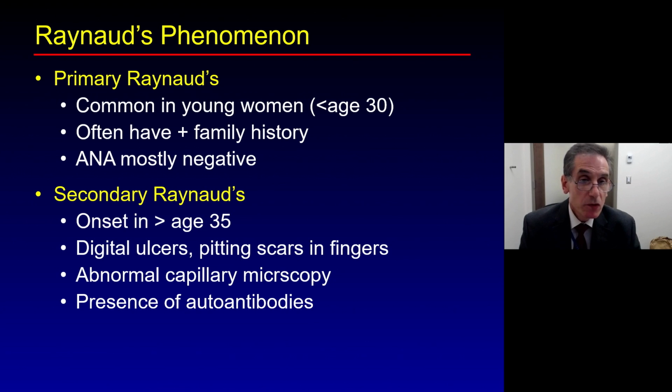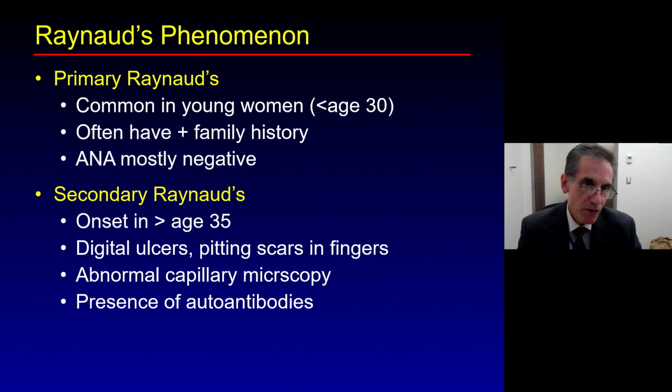Remember, there's a difference between primary and secondary Raynaud's. Primary is typically in young women, younger age, below 30, often with a family history, and most are ANA negative. Secondary Raynaud's, however, typically occurs after the age of 35. They may develop digital ulcers. They may have abnormal capillary microscopy, and they typically have positive antibodies.